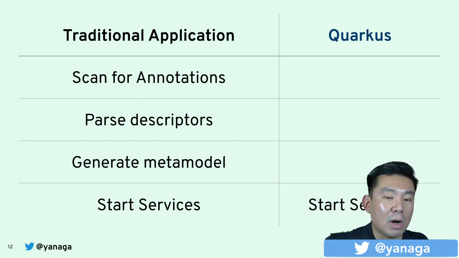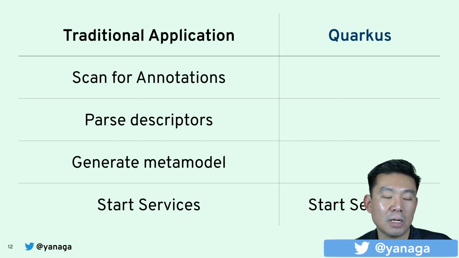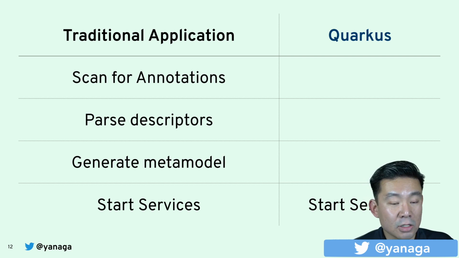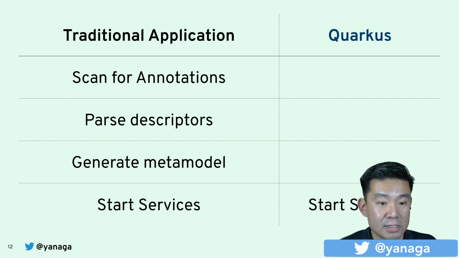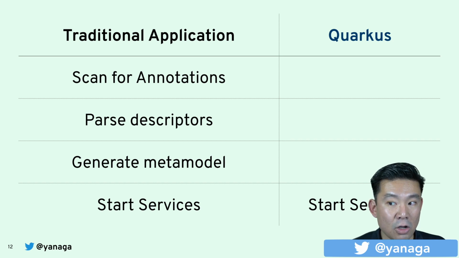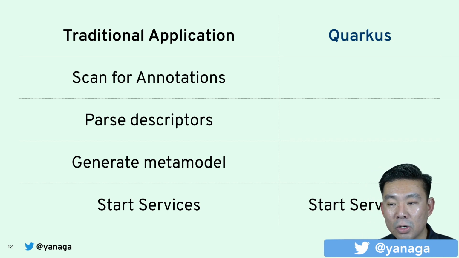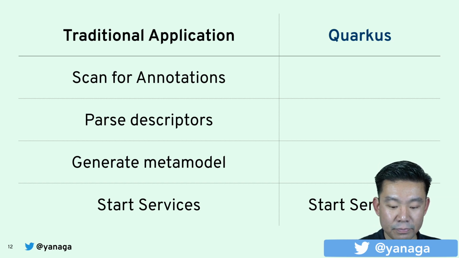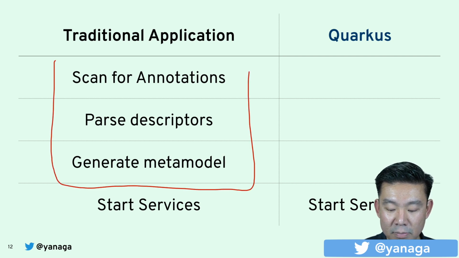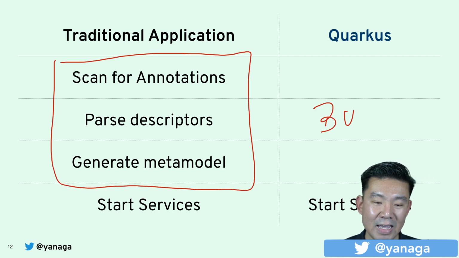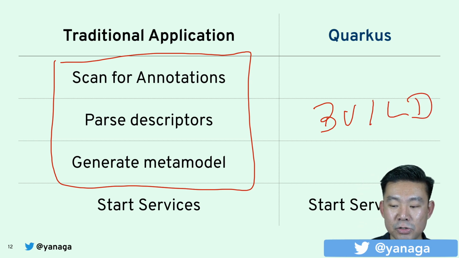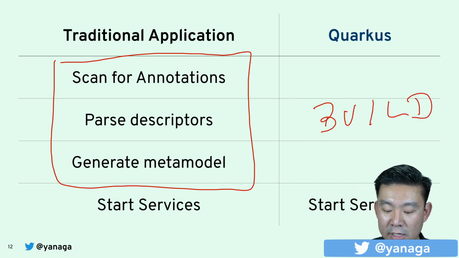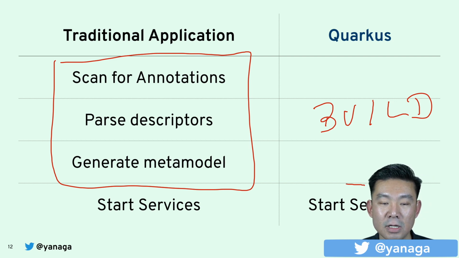Why is Quarkus much smaller than any other application? Well, because we don't load those classes. Those classes were loaded at build time. So we made all the processing at build time. So whenever you have to start a Quarkus application, those 3 steps here were already done at build time by the Quarkus plugin. So you don't have to do anything when you're starting your application. So when your Quarkus application starts, you just have to start the services because everything else is already ready.